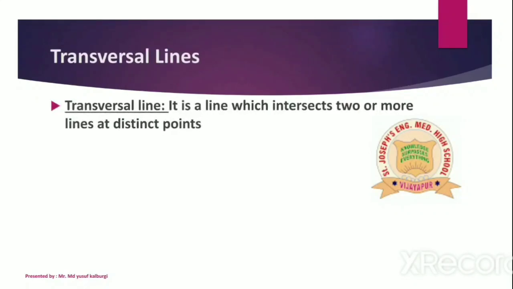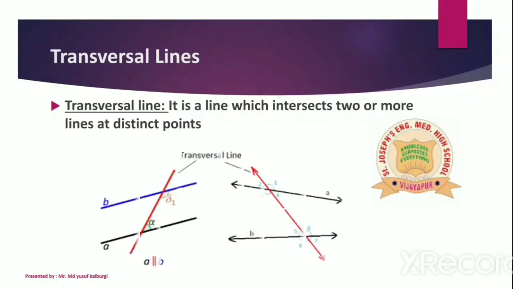So what are these transversal lines? Now let us define it first. A transversal line is a line which intersects two or more lines at distinct points. What does this mean? Let us see the diagram. See, there are two diagrams here. In one diagram there are parallel lines. Here in the other diagram there are non-parallel lines.